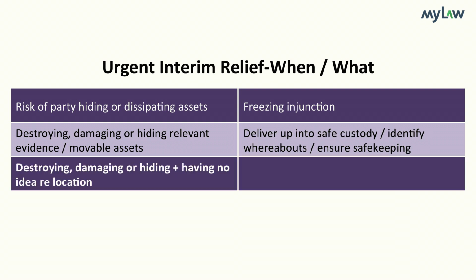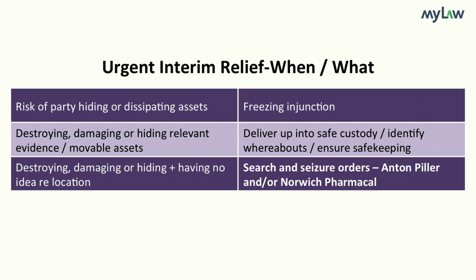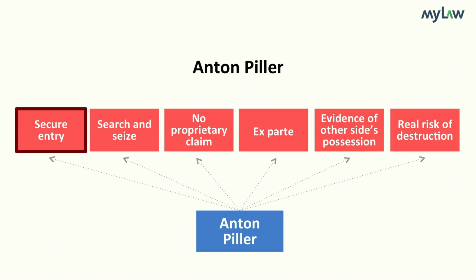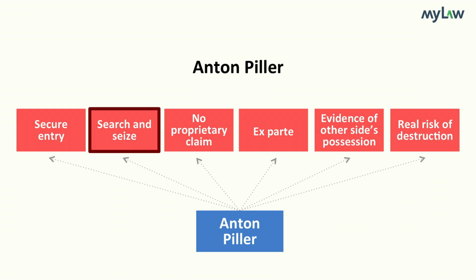Sometimes you may not know the exact nature or location of this evidence. Here, you would usually use search and seizure orders like Anton Piller and Norwich Pharmacal orders. Essentially, Anton Piller orders are those used to secure entry into your opponent's premises, businesses, residences, or other places, to search for and seize evidence, including electronic evidence, when there is a risk that it may be destroyed if the action was to commence in the normal way.